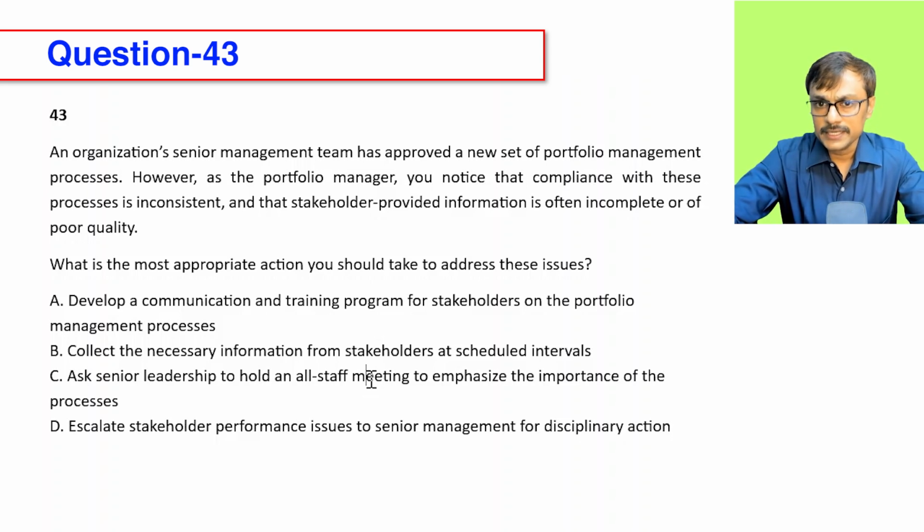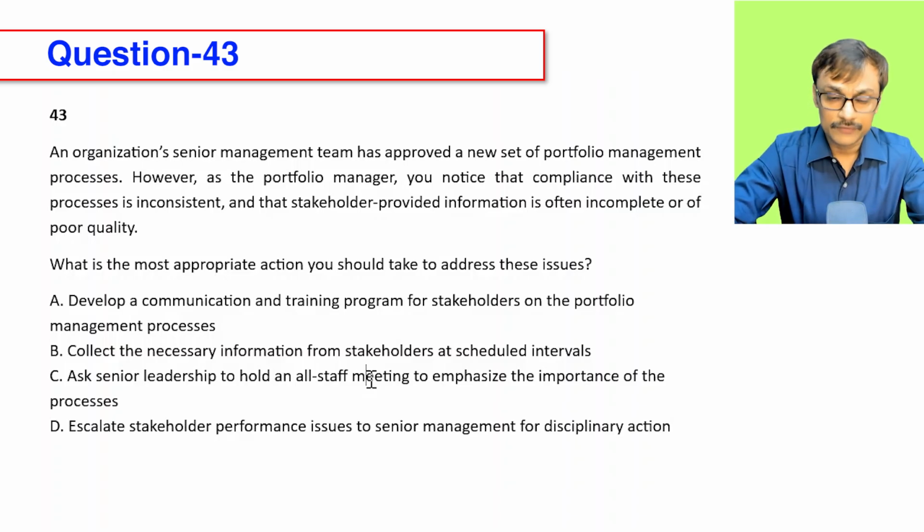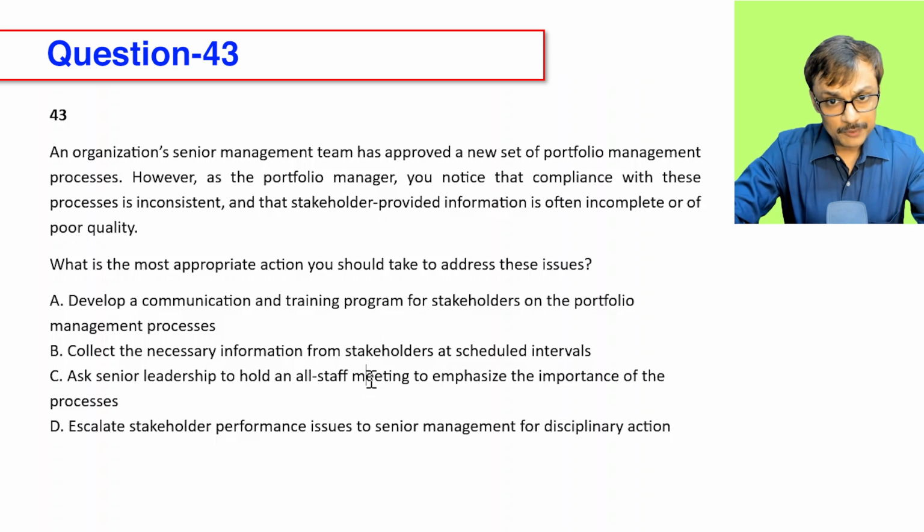So if I compare A and C, the question is not giving detail of the reason for the problem, but a little bit of indication is coming that there's a new set of portfolio management processes. Yeah. So we can say, okay, new set, and probably it's a lack of awareness. And that's why A is better than C as of now. Let's see D. Escalate stakeholder performance issue to the senior management for disciplinary actions. That's anyway not relevant. So we just need to compare between A and C.